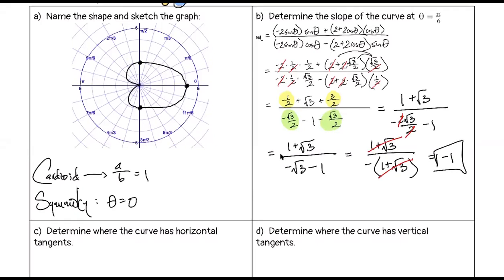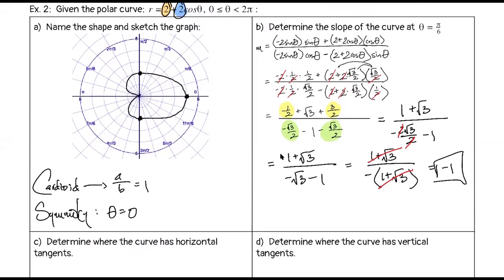Okay. And again, my diagram is a sketch, but if I go back to my diagram at pi/6, and if I were to draw a tangent line, then the slope of this tangent line would be negative 1, okay?